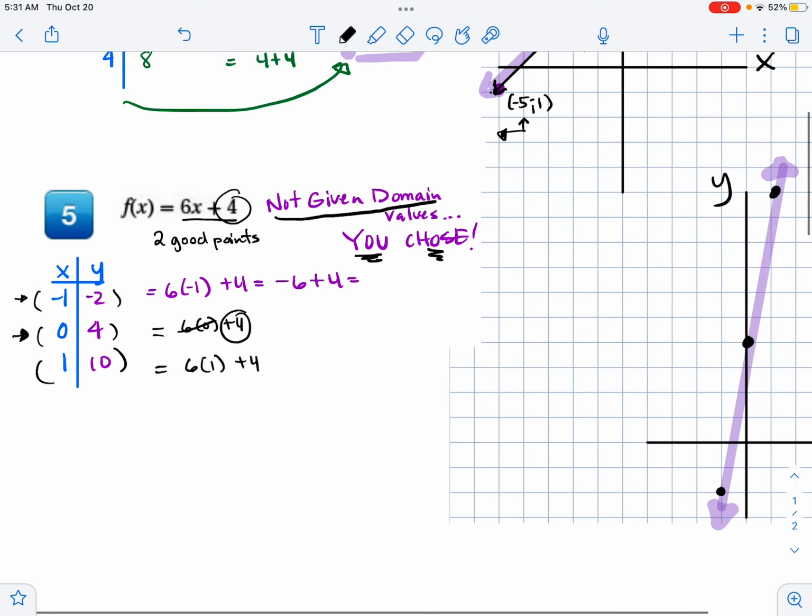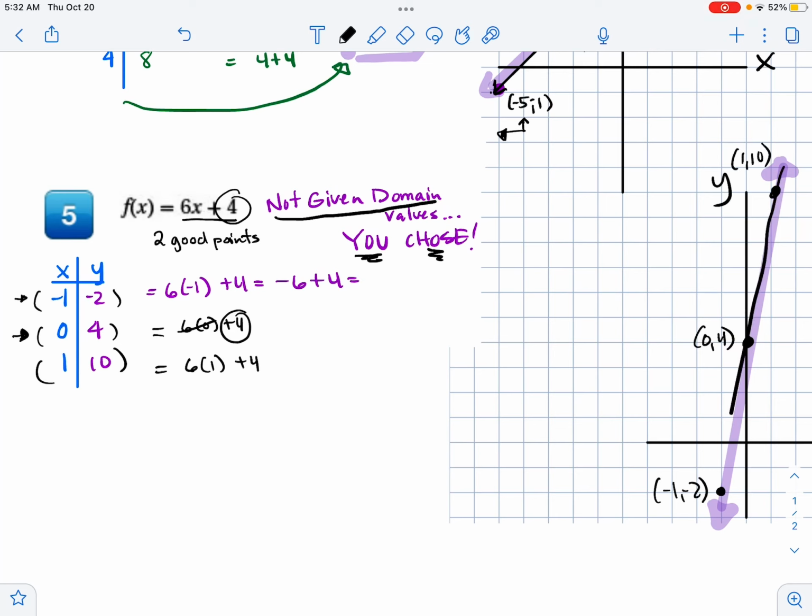Now I go ahead and graph those points, right? -1, -2 is down here, and 0, 4 is right there, and 1, 10 is here. And again, I use my ruler, I draw a straight line, I put my arrows at the end, and that was how you're supposed to graph.